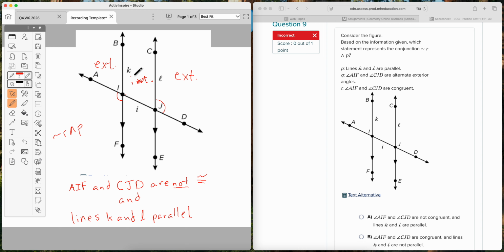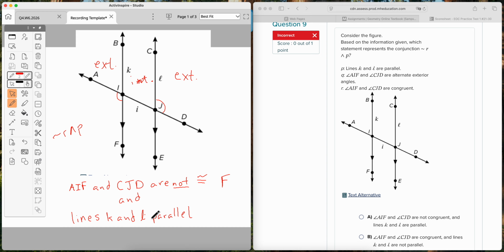And also remember that in a transversal, angles are either congruent or supplementary, so even if you don't remember the properties, you could visually tell on this one that I and J are congruent. Alternate exterior angles are congruent to each other. This means that we didn't get what we wanted for this. AIF and CJD are not parallel. We failed. They are parallel, so maybe I'll put an F. False. The negation of statement R was false.